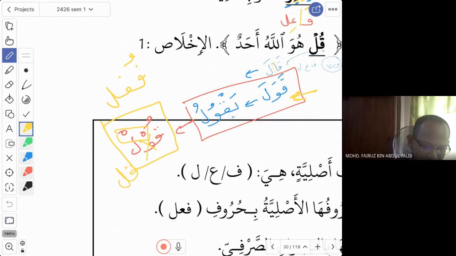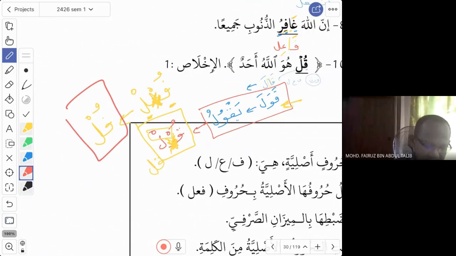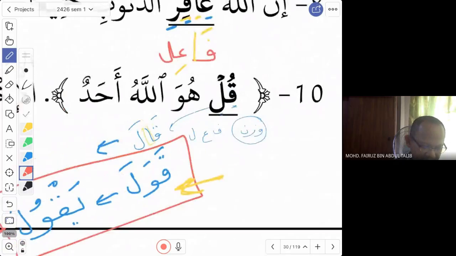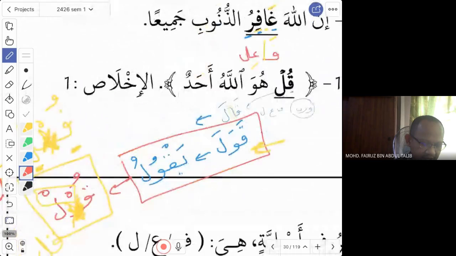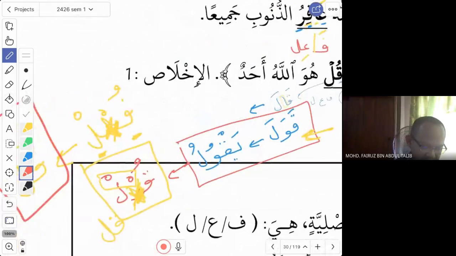But then what happened? They removed the middle letter. What remains? We only have this fa and lam. So what is the wazan? The wazan is only fa and lam, and it is ful. So this is different from what we have before. Why is this different? Because of this harfun illah, the alif.